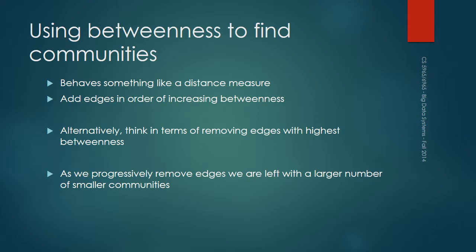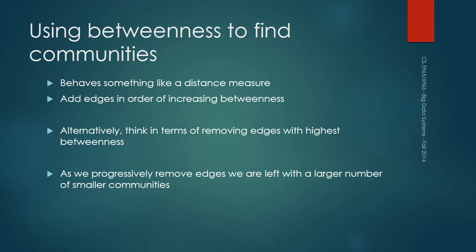So once we have computed this, the next question is, and we sort of already had this discussion, but let me quickly go through it. We will use betweenness to find communities. It behaves something like a distance measure, and we can keep adding edges in order of increasing betweenness and cluster that way. The alternate way is to think in terms of removing edges with the highest betweenness, which is what we looked at in the example.